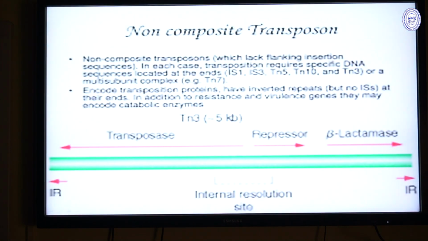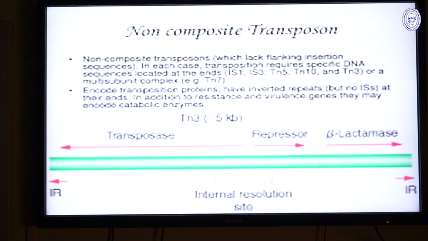This is a small diagrammatic representation where it is carrying a Tn3. It is 5 kilobase pair. It is carrying a transposase gene, a repressor gene, and a beta-lactamase gene. So what happens is that these non-composite transposons lack the flanking insertion sequences, but transposition requires some specific DNA sequences that are located at the ends or in between the multi-subunit complex, and they encode the transposition proteins definitely, but they also have the inverted sequences at their ends with no IS elements.